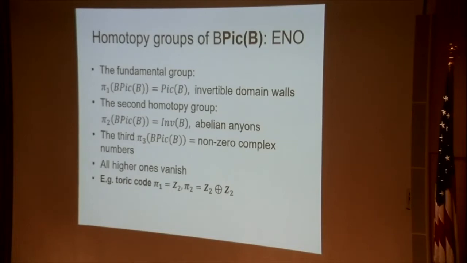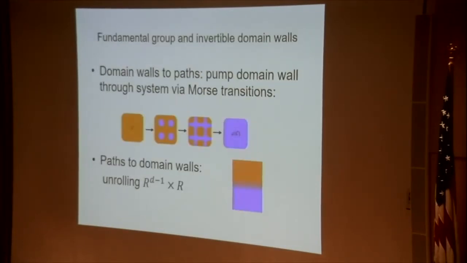So now you can see the classified space has lots of topology. And now I want to give evidence why I believe the space of Hamiltonians behaves like the classified space. So I will give you a map from the fundamental group of this space of Hamiltonians to invertible domain walls and back and forth. And I will just give you cartoon pictures.